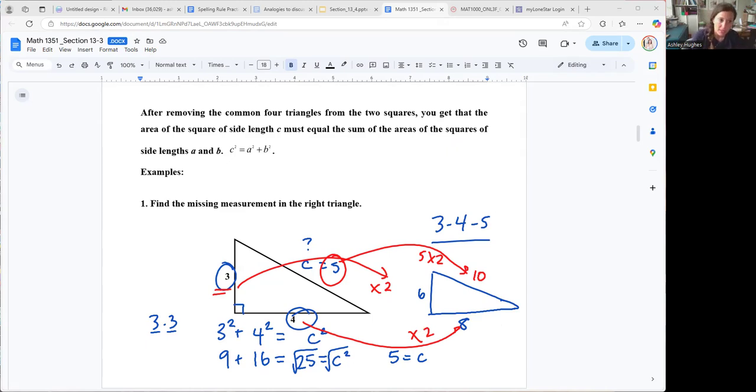You can also use the Pythagorean theorem and solve that missing side length. So you could do 6 squared plus 8 squared, that is 36 plus 64, which is 100, and the square root of 100 is 10. But it can be really helpful to know the triple 3, 4, 5.